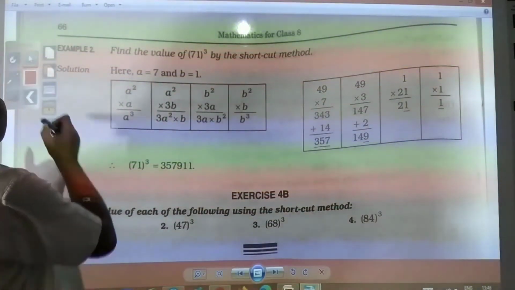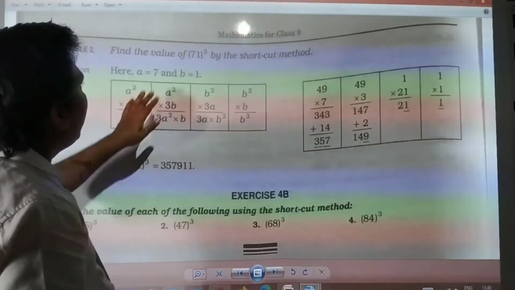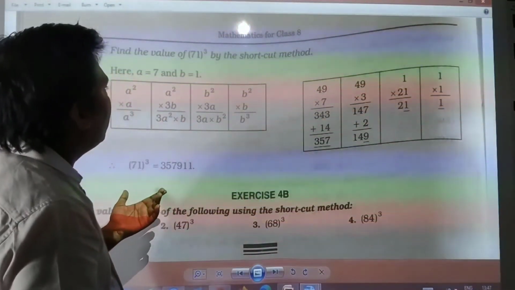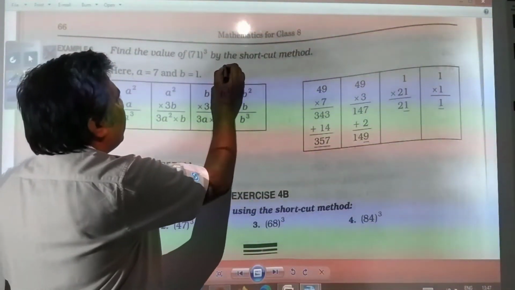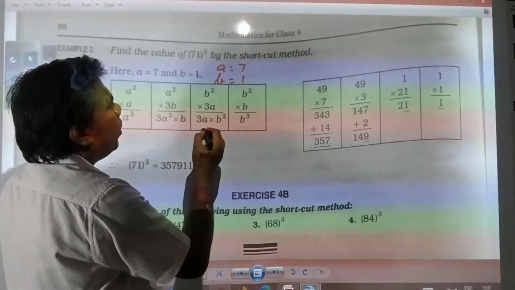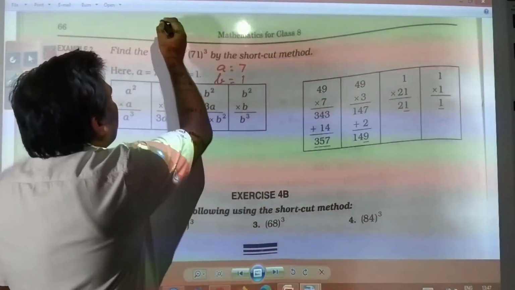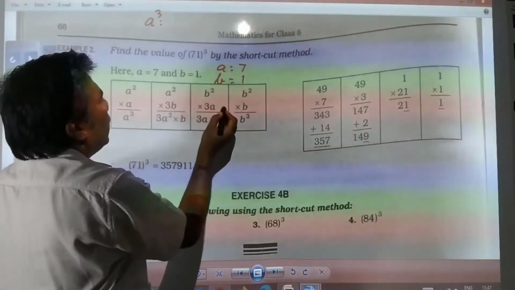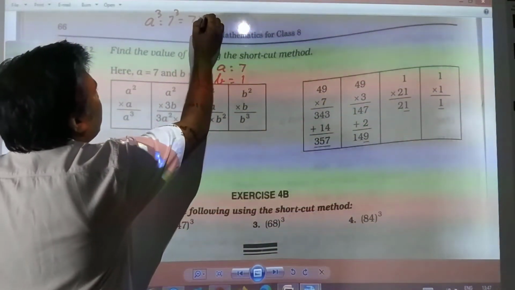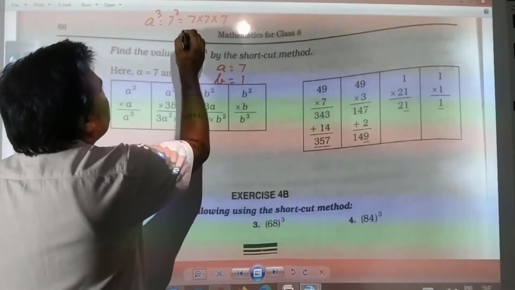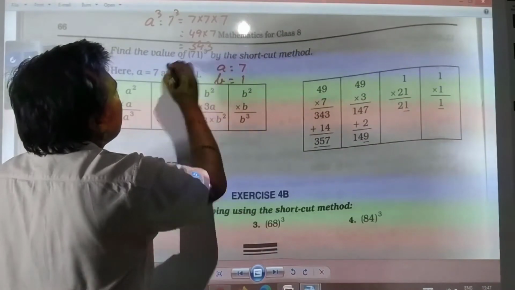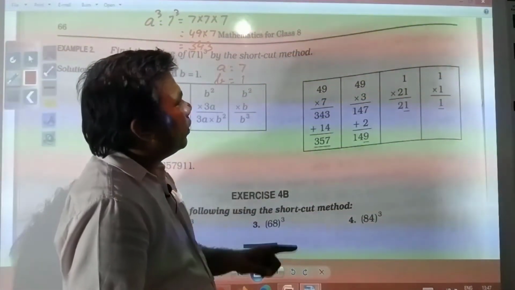Here you see the next example has been given. Find the value of 71 cube by the shortcut method. Again the same thing is required to be done. For 71 you have a is equal to 7 and b is equal to 1. So you need to find a cube. Your a cube will be 7 cube. It means 7 into 7 into 7. It means 49 into 7, and this will be 343. That you have got 343.